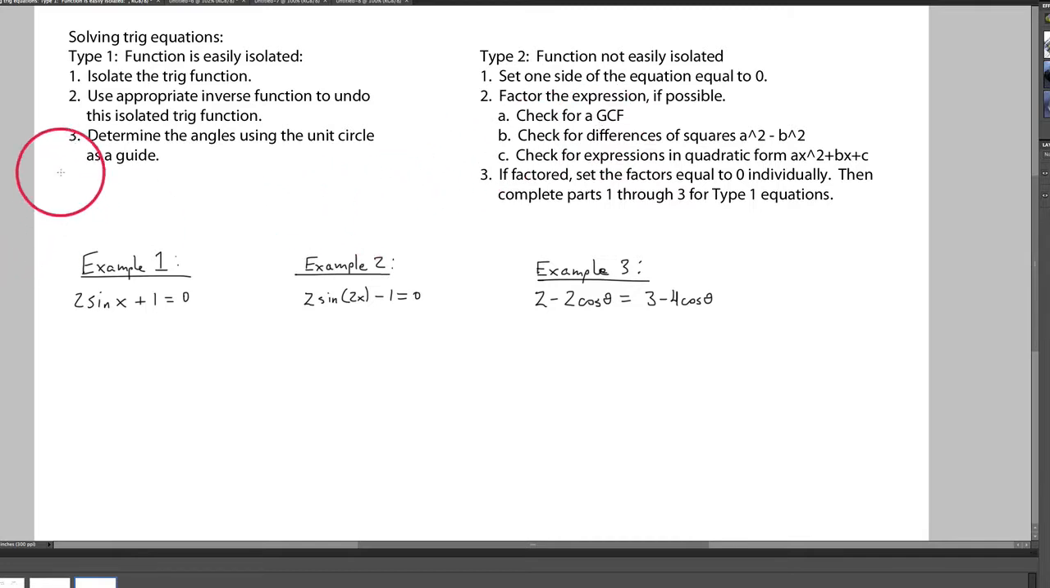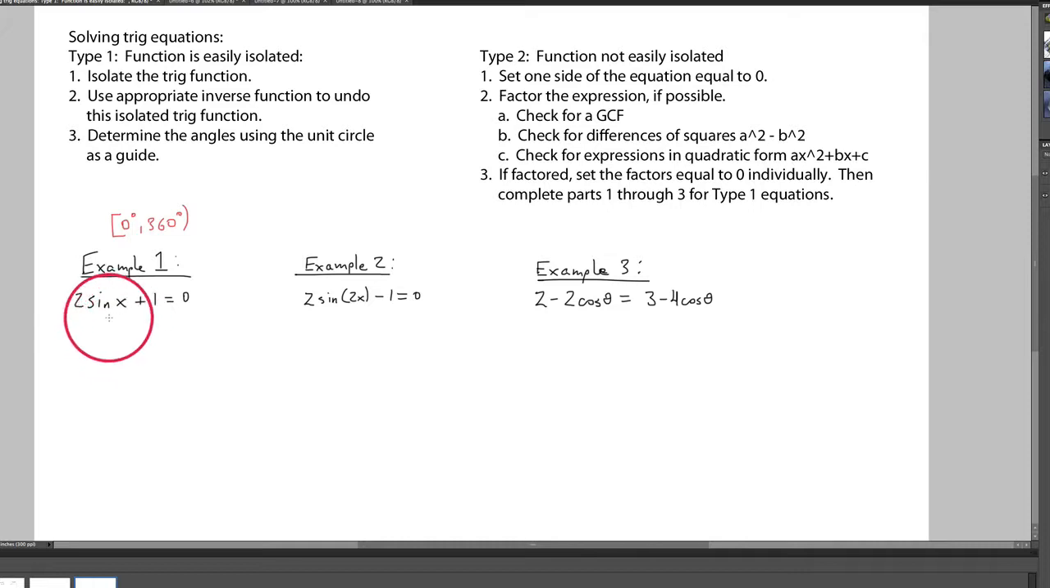With respect to this first type, this would be something where I could get the trig function by itself really easily. We're going to do so on the first step, then use an inverse trig function to undo the trig function we were given in order to solve for the angle. Then using our knowledge of the unit circle, we're going to solve for what those angles are specifically. Let's assume I'm going to solve for all angles here on the interval from 0 to 360, and I'll use degrees.